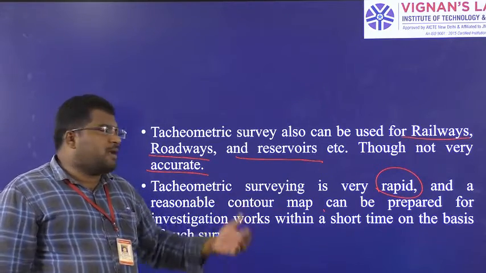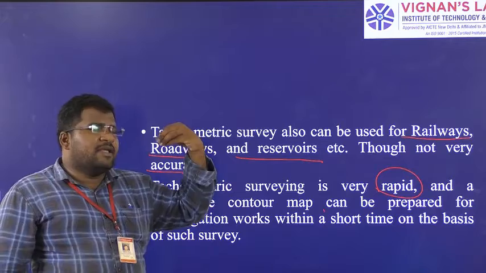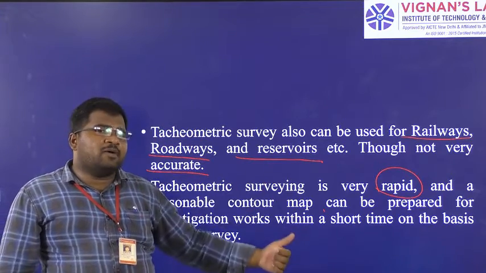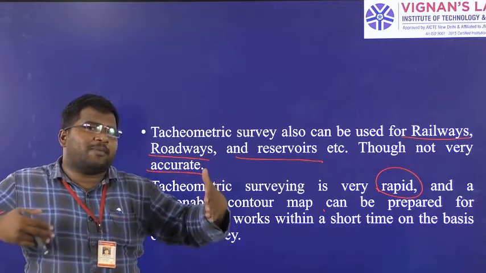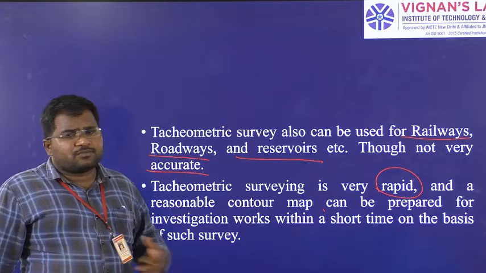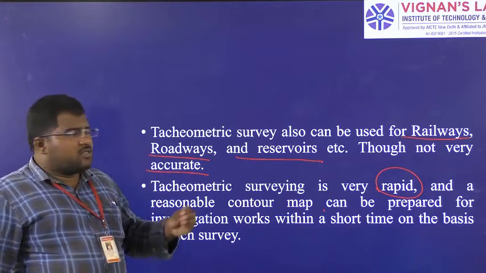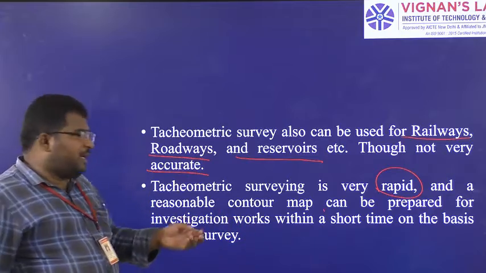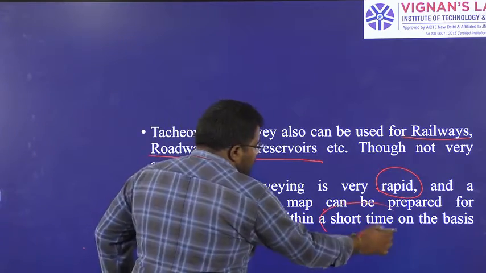To prepare a contour map, this tachymetric surveying is helpful for us. Since it is a rapid one, we are going to prepare that map in less time, even if you are using any level instrument or any tachymeter. So in theodolite, by using this tachymeter we are going to make the contour map within a short time.